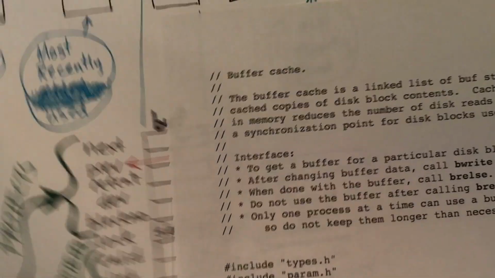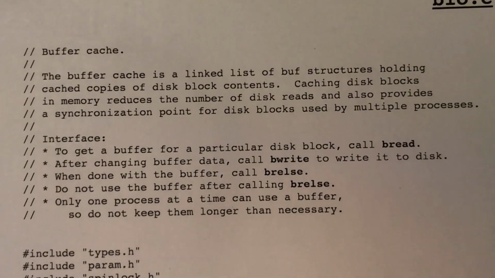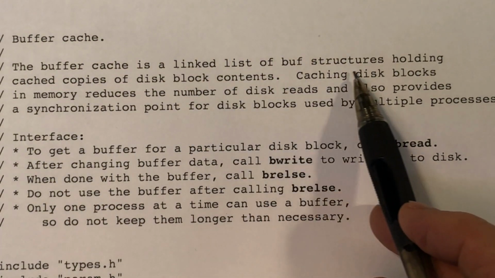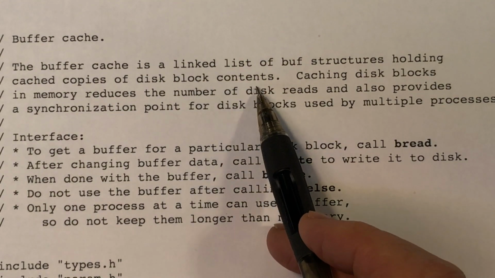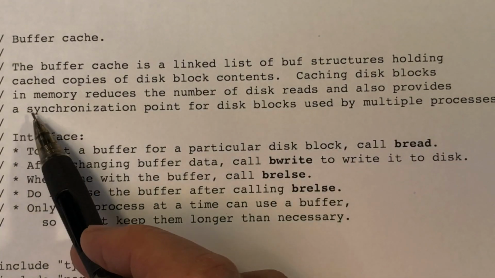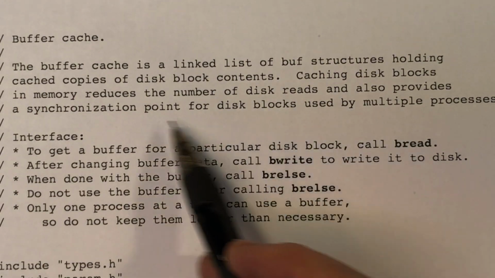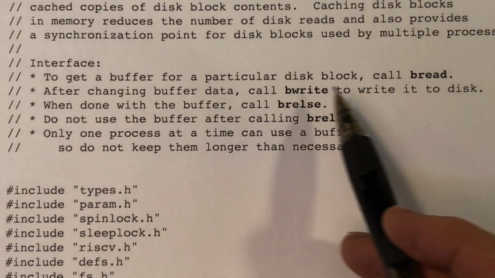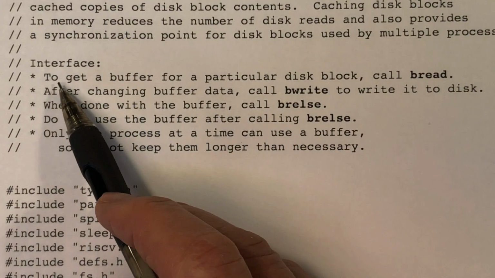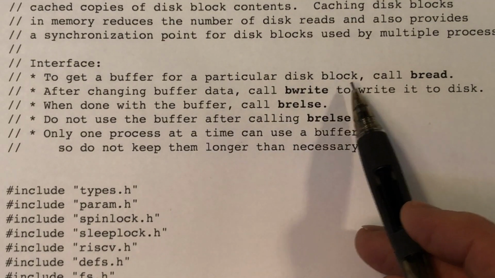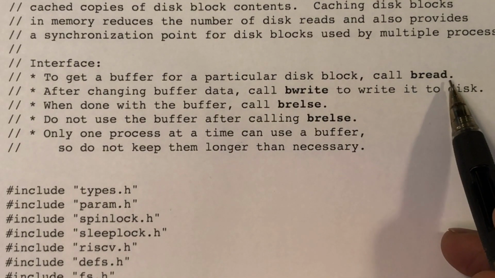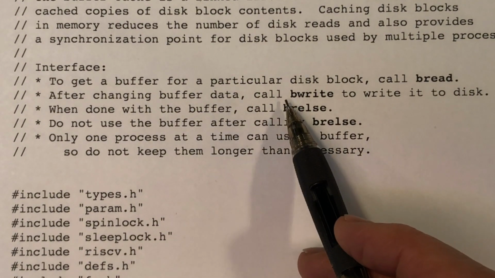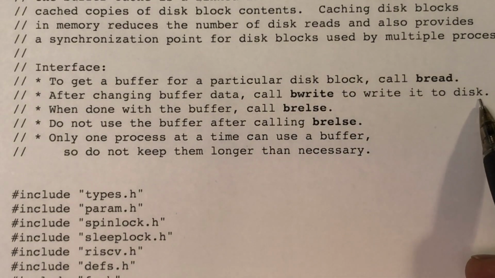I want to also just read the comment that occurs at the top of this file because I think it's useful. The buffer cache is a linked list of buf structures holding the cached copies of disk block contents. Caching the disk blocks in memory will reduce the number of disk reads and also provides a synchronization point for blocks that are used by multiple processes. And here's the important point, the interface. In order to get a buffer for a particular disk block, we should call the function bread. And after changing the data in that buffer, we can call bwrite to write it back out to disk.